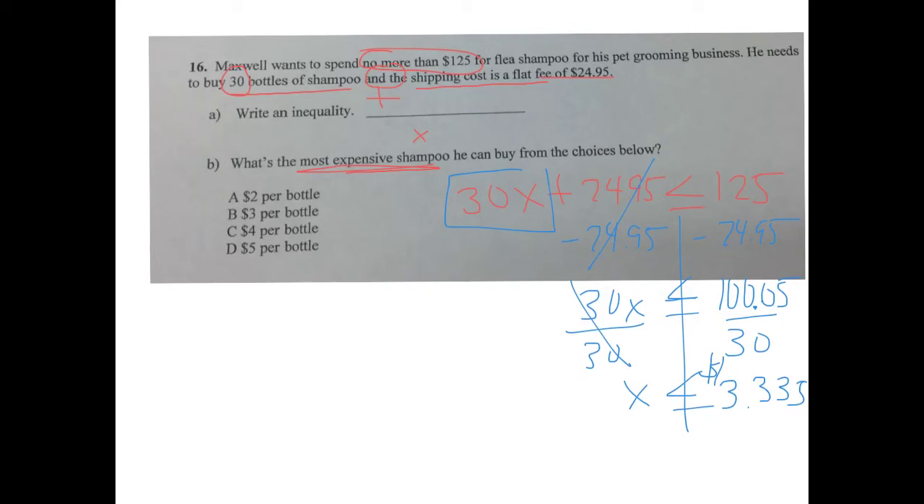So we're saying it has to be less than or equal to $3 and approximately 34 cents, because that would round up, 3.34. Okay, so we want the most expensive shampoo but it still has to be less than 3.34. So that's too much, that's too much, that works, that's not big enough. So 3 is the correct answer.